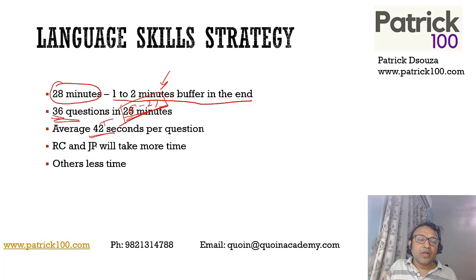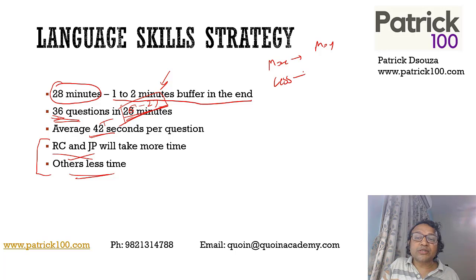In this, RC and jumble para tend to take more time, and others take less time. Now, how do you divide this? If I was writing the paper, technically I would spend more time on questions which get me more marks, and less time on questions which get me less marks.